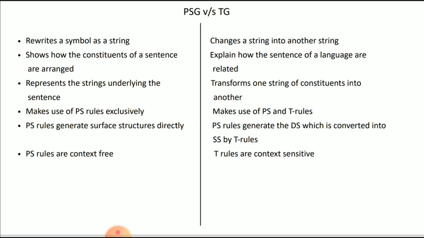Now, PS rules are context free, whereas T rules are context sensitive. So, PS rules are context free. That is, it is not based on whether the sentence is positive or whether the sentence is negative. You just arrive at a surface structure irrespective of what the sentence stands for, whereas T rules are context sensitive. That is, whenever you are applying T rules, you need to make sure whether you are applying passivization, whether it is a negation, or whether it is an interrogative transformation. So, T rules are context sensitive, whereas PS rules are context free. So, I hope that the difference between PSG and TG was clear. Thank you for listening.